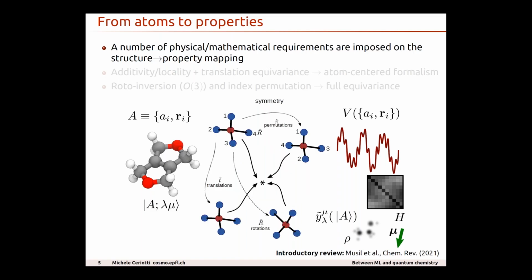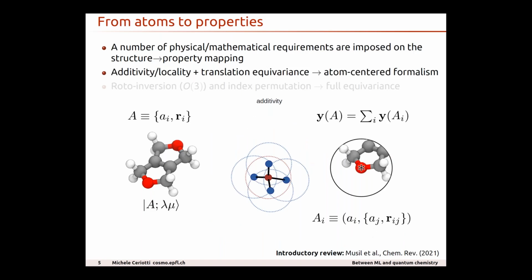And last but not least, and this is actually what makes all the other requirements not so trivial to fulfill, it's often very useful to have a mapping that is symmetric, meaning quite trivially that if you consider two molecules that differ only by a rigid translation, a rigid rotation, or the labeling of the atoms, basically the order by which you consider the different atoms, their properties shouldn't change.